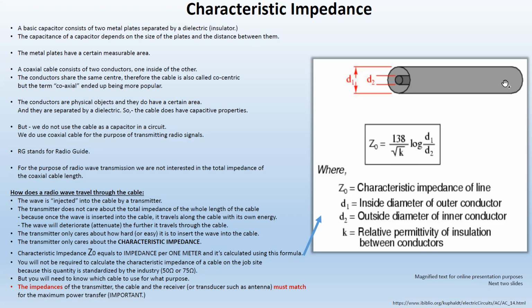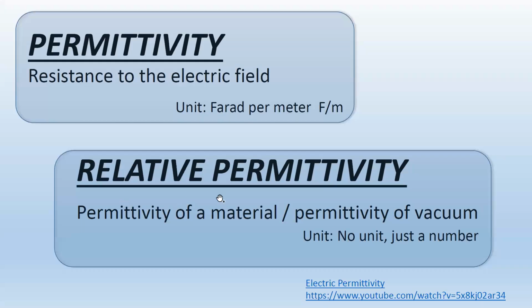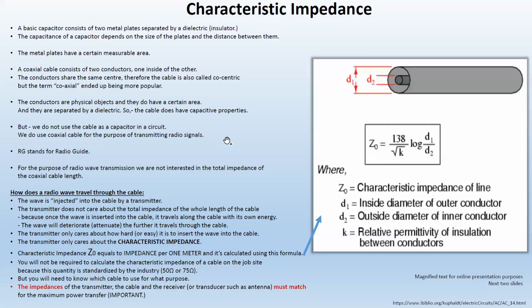What comes into play? Well, here K is a constant, the relative permittivity of the insulation between the conductors. And here is the inside diameter of the outer conductor, and there's the outside diameter of the inner conductor. That's the whole thing that's in the formula, and based on that, we can calculate the characteristic impedance. So just by looking at this formula, you can tell that the total length of the cable makes no difference.